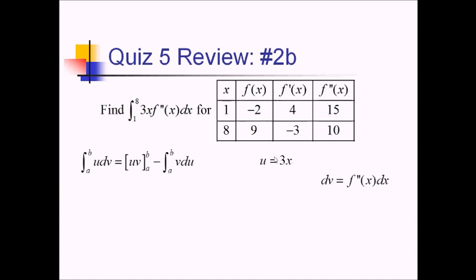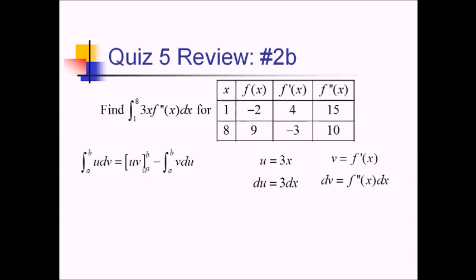All right, derivative of 3x, that's going to be du equaling 3 dx. Antiderivative of f double prime, well, this is actually kind of nice because we have values for f prime, which is the antiderivative of f double prime. So for our v value, that's a good step in the right direction. We can at least take an antiderivative, and we're going to get something meaningful from doing it. Now it's time to put it all together in my formula.